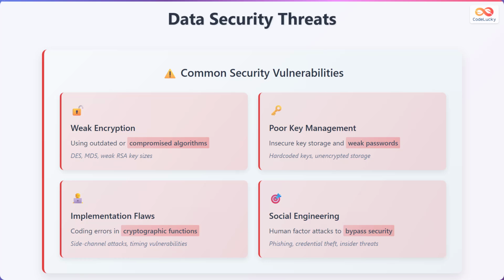Poor key management practices create vulnerabilities through insecure key storage, weak passwords, hard-coded keys in source code, or unencrypted key storage. Implementation flaws occur when developers make coding errors in cryptographic functions, leading to side-channel attacks or timing vulnerabilities that can leak sensitive information. Social engineering attacks target the human element, using techniques like phishing, credential theft, or insider threats to bypass technical security controls entirely. These human factor attacks often prove more effective than direct cryptographic attacks.